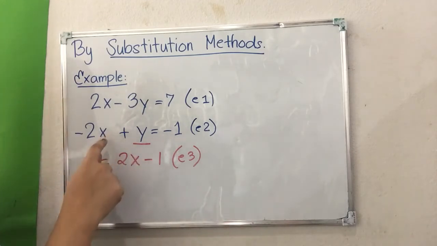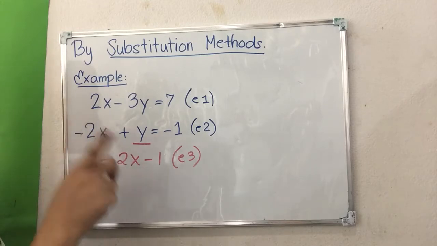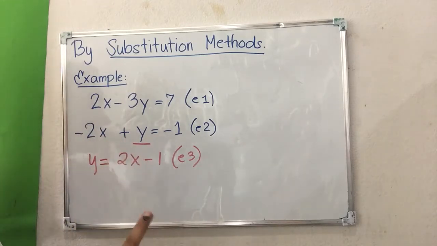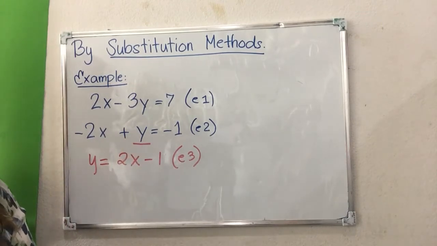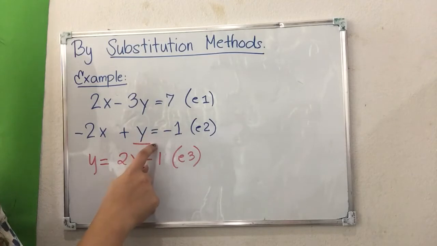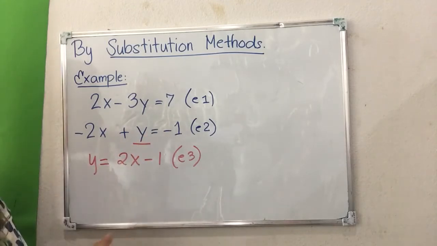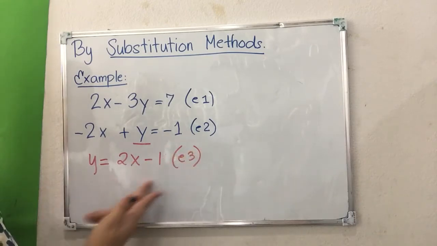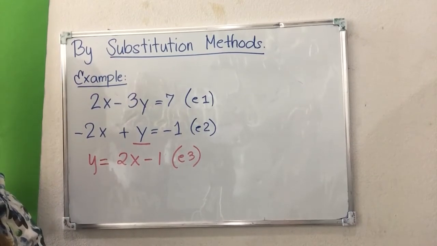You can use the x, you can choose the x, but like I said, it's easier if the coefficient is 1, just like this one. So it's very easy to change, no hassle. All right, so we now have the third equation. Let's proceed to the next step.